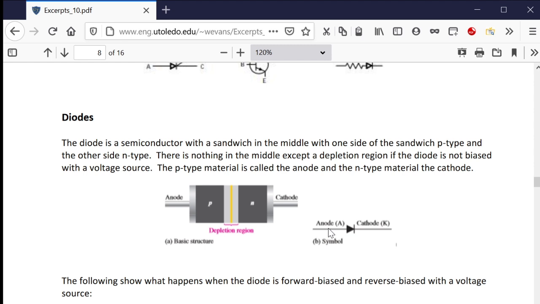Now positive flow goes the direction of the arrow from the anode to the cathode. The actual electrons go the opposite direction. The actual electrons are going from the cathode to the anode. So don't be fooled. This is the picture of it. This is the picture, the symbol of it.